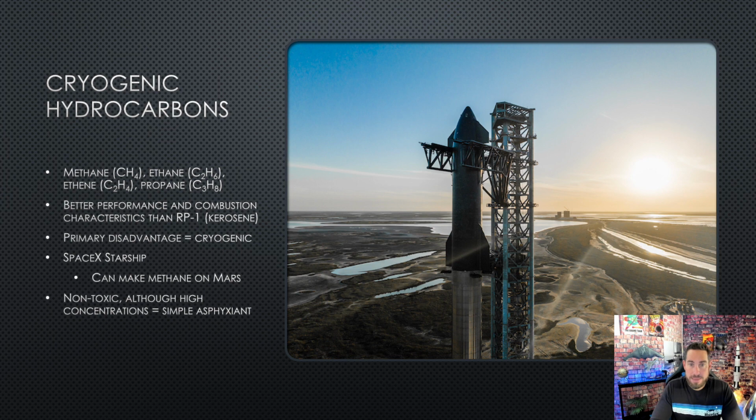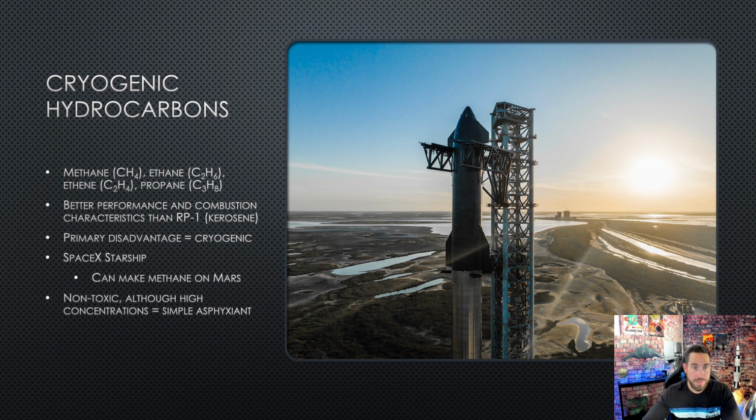Of these, methane is the one that's going to get the most publicity. This is actually what SpaceX is using in the Starship. I love this picture of the full stack Starship. Down here you have the booster. Up here you have the second stage, which is the orbital vehicle. If it carries astronauts or just cargo, this is what's going to go up.